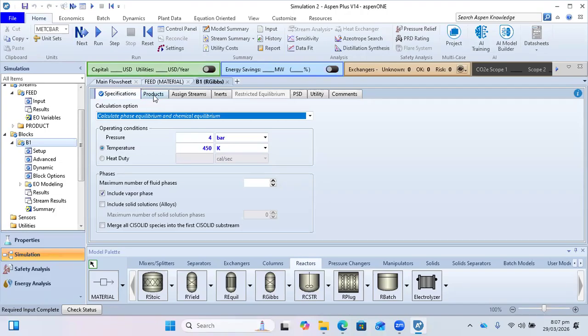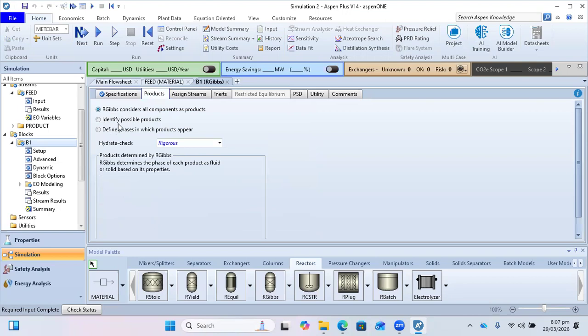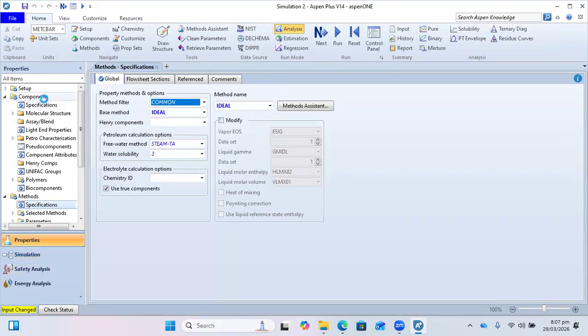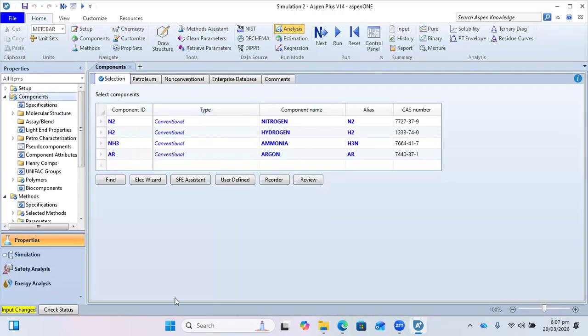But before we do that, I want us to also look at the products tab. You see that we have these options here. We have R-Gibbs considers all components as products. What it means is that any components you specified here at the very beginning, it's going to consider that it can be a possible product. So if we have, let's say the example we had previously, let's say we are burning a natural gas, you can have CO, CO2, you can have different things. Aspen is going to consider everything that you have in your specification as a possible product. It's going to consider that it is part of the things that you are considering to be formed. So that's one way you can go about it.